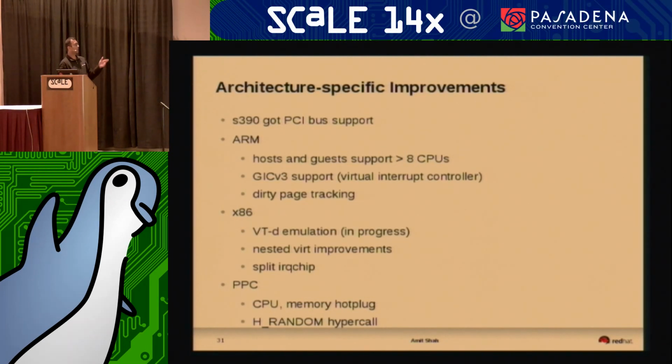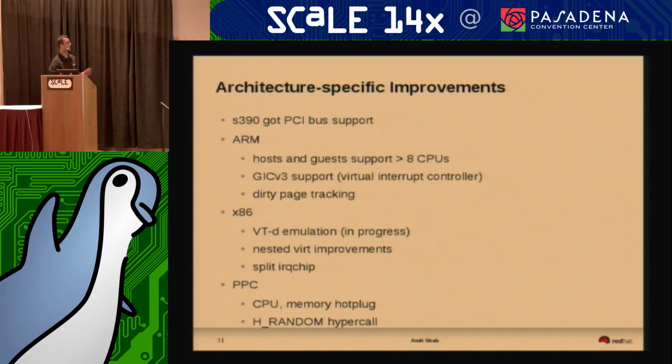For x86, VT-d emulation or IOMMU emulation is in progress. This is used for nested virtualization, of course. So if you have a guest that can act as a hypervisor itself, it can emulate an IOMMU so that it can pass through devices of its own to the second level guest. And some more nested virtualization improvements.